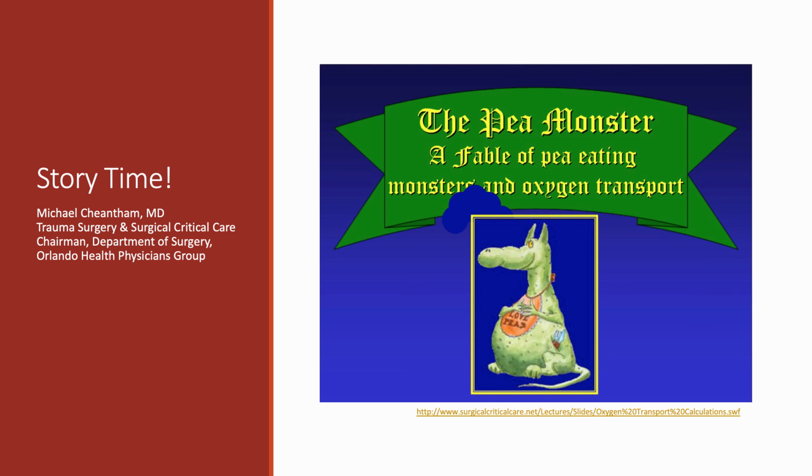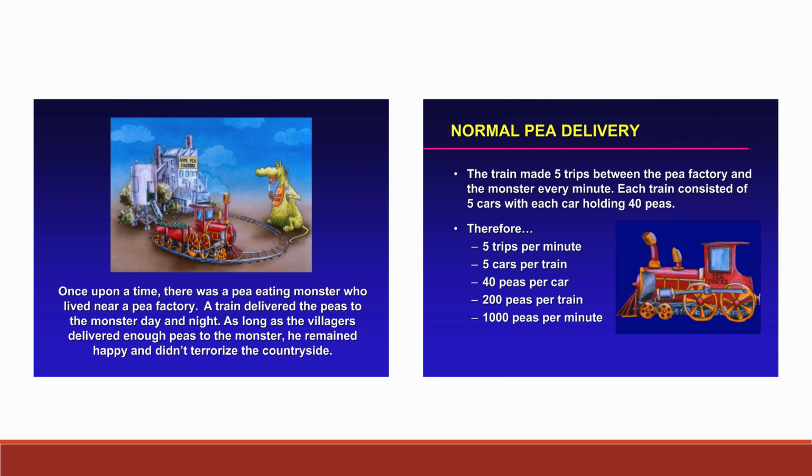I'm going to skip a couple of slides, but there was a pea monster, and this pea-eating monster lived near a pea factory, and a train delivered the peas to the monster all day and all night. And as long as the villagers delivered enough peas to the monster, he was happy and he didn't terrorize anybody. So the normal pea delivery consisted of 5 train trips between the pea factory and the monster every minute. Each train consisted of 5 cars, with each car holding 40 peas. So in 5 trips per minute with 5 cars per train, 40 peas per car, 200 peas per train, 1,000 peas per minute. All right.